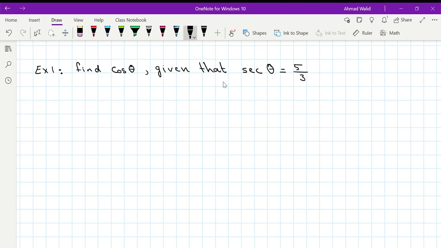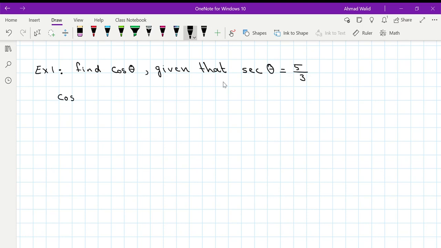Okay, secant is given, and they're asking you to find cosine. I will show you the easy way, but please do not do it this way here, because they're telling you to use the reciprocal identity, correct? I'll show the easy way also for you. Both ways are easy, but you will see the other way also.